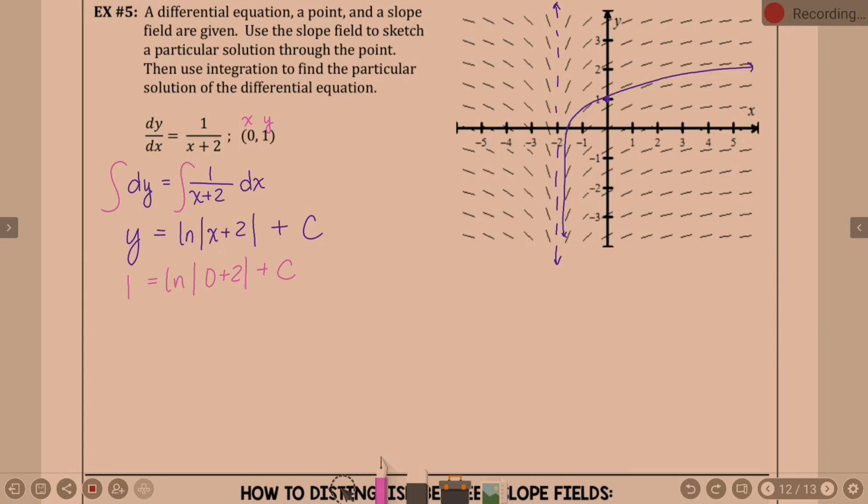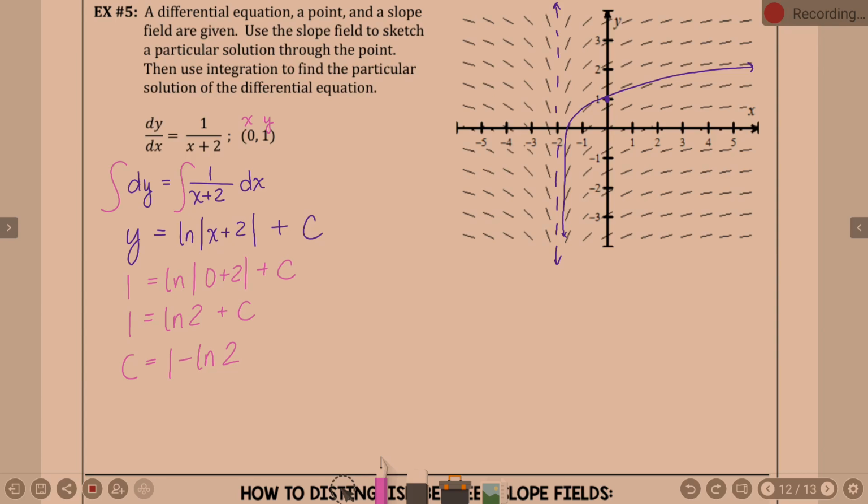So 1 equals the natural log of 2 plus c. Notice I dropped the absolute value. Once you know that, you don't have to write it. What is c going to be? 1 minus the natural log of 2, unless we're using a calculator. There's no indicator here that we are.